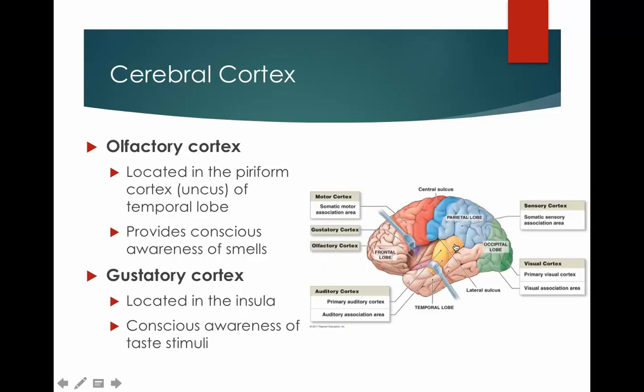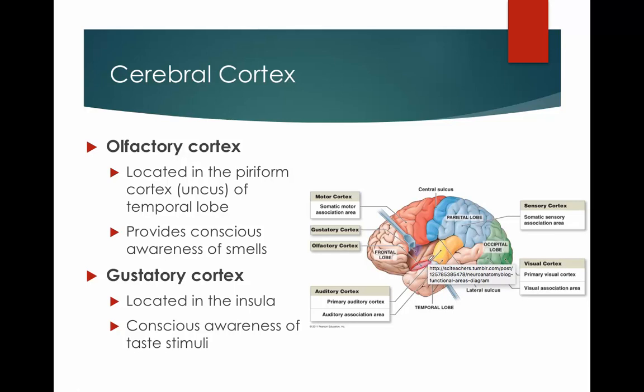When we think about our sense of smell, or olfaction, our ability to become aware of the smell sensation is based on information received by the olfactory cortex. We find the olfactory cortex located on the temporal lobe, but even more specifically on the piriform cortex, deep on the uncus, which is just a small portion, a subdivision of the temporal lobe. We can see that here highlighted in pink.